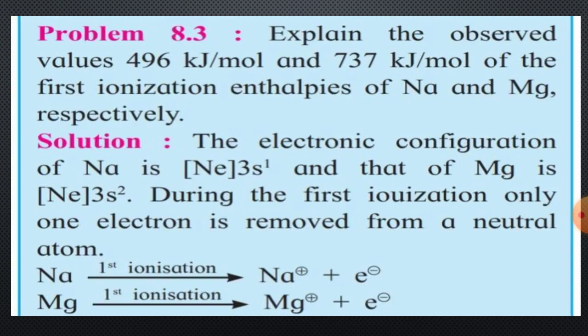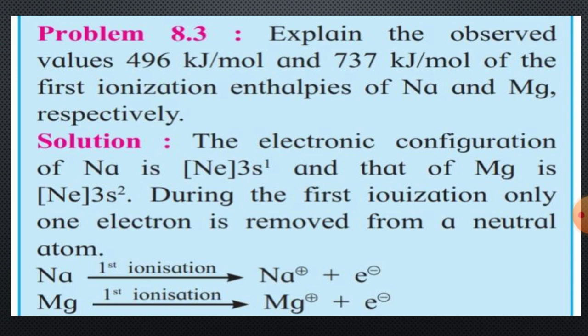Explain the observed values, 496 kilojoule per mole and 737 kilojoule per mole, of the first ionization enthalpy of sodium and magnesium respectively. Here we have studied what ionization enthalpy is. How much energy is required to liberate the most loosely bonded electron from an isolated gaseous atom. We have studied each and everything in detail in our previous lecture.